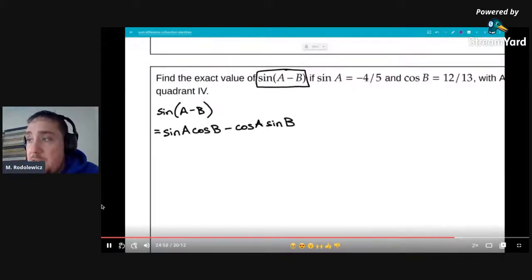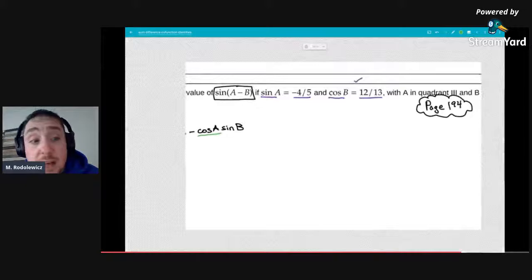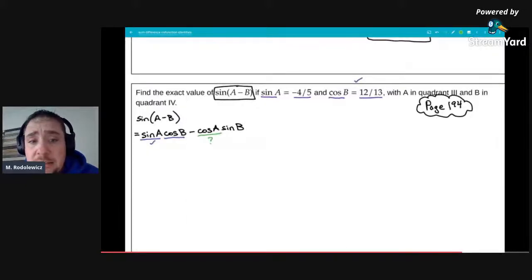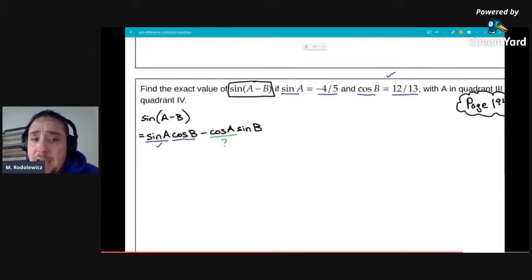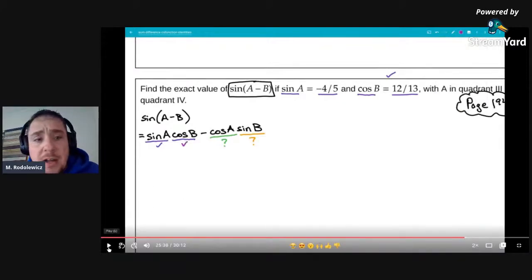I need the sine of A, which is given to us, beautiful. I need the cosine of B, which is given to us, beautiful. I need the cosine of A, which is, let me see, not given to us at all. Let me think about that. And what about sine B? Not given to us. How am I going to get that?